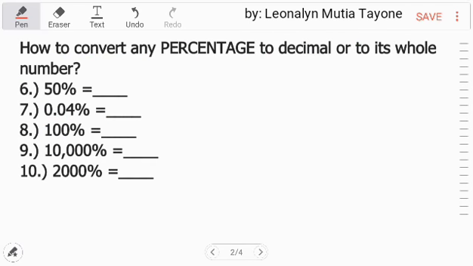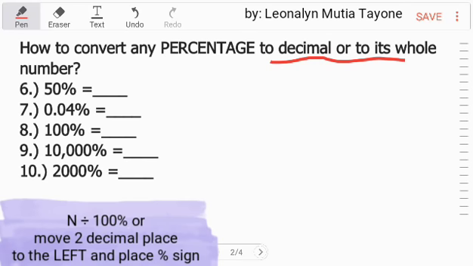Now, let's do the other way around. How to convert any percentage to decimal or to its whole number. Kasi, pwede namang whole number ang result, okay? So, how to convert any percentage para ma-delete yung percent sign natin. Kung ano yung ginawa natin sa una, na nag-multiply tayo ng 100% para magkaroon siya ng percent sign, ngayon, mag-divide tayo para ma-cancel out si percent sign.